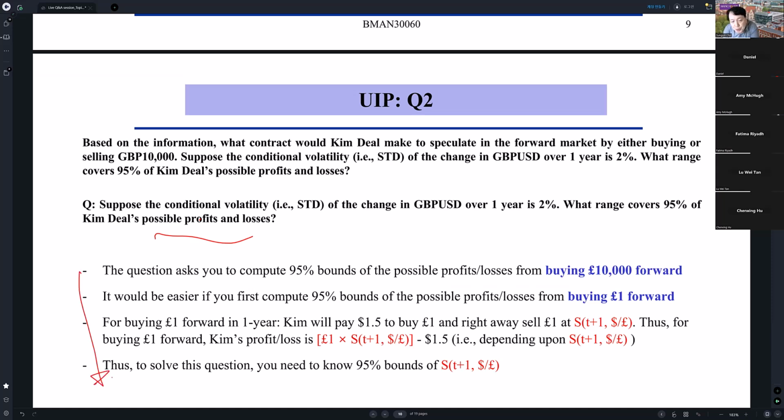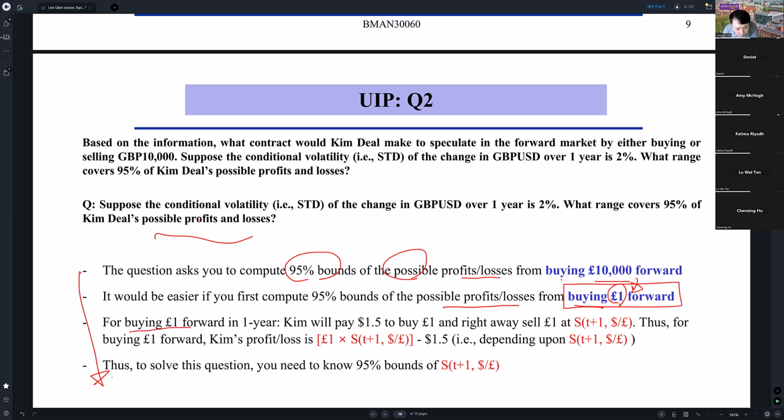The question asks you to compute the 95% bound of the possible profit and loss from buying a 10,000 pound forward. We're not going to deal with this one directly. We're going to think about the possible profit and loss from buying 1 pound forward, the normalized value, and then think about how we can express this using the unknown future exchange rate. What I mean by that.